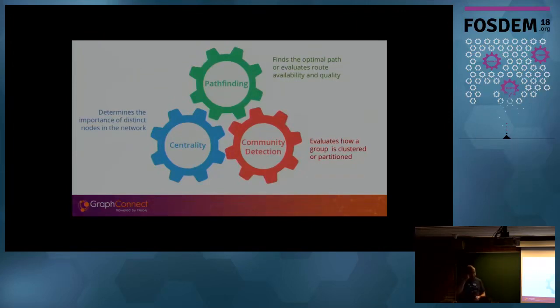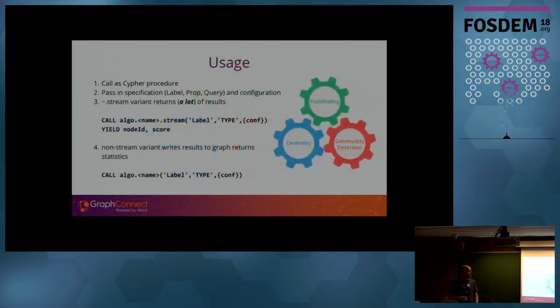So far we implemented algorithms from 3 areas. We did centrality algorithms, community detection, and pathfinding algorithms. Basically, you use them like you use every other user-defined procedure in Neo4j. You can call them with the call syntax, and then each algorithm has a name, so a prefix with algo, then the algorithm name, and then we have 2 variants.